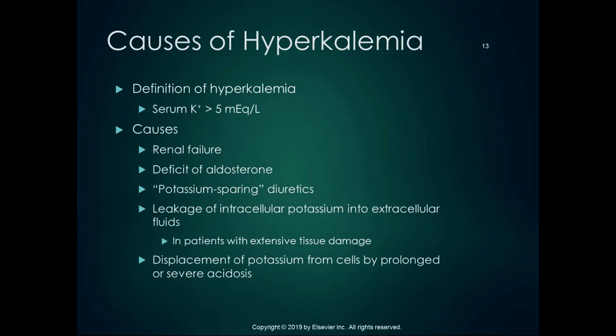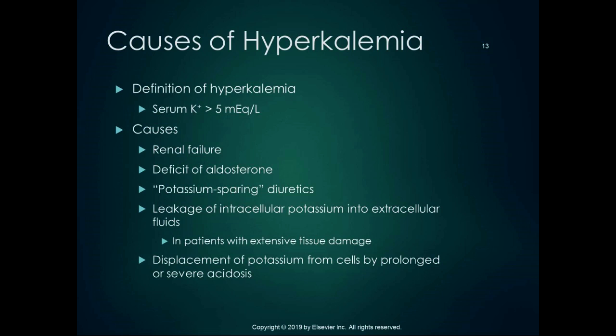Hyperkalemia is serum potassium greater than 5 milliequivalents per liter. So we have to be between 3 and 5. That's a pretty small range. But our body in general, except for disease processes, is pretty good at keeping that range. Hyperkalemia can be caused by renal failure, so your kidneys aren't doing their job. Deficit of aldosterone. Hypo was caused by excessive aldosterone. Hyper is caused by deficit of aldosterone.